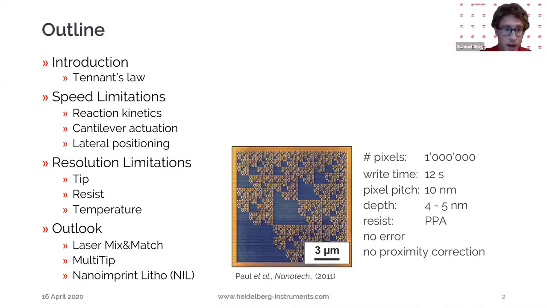So the outline of today's talk will be a short introduction about Tennant's law. Then we would separate the two limitations. First, we go into the speed limitations, and then later on the resolution limitations for the NanoFrazor. And we see in a short outlook how we can also combine our technology with other approaches, mix and match, or other ideas how to combine and get more speed and throughput.